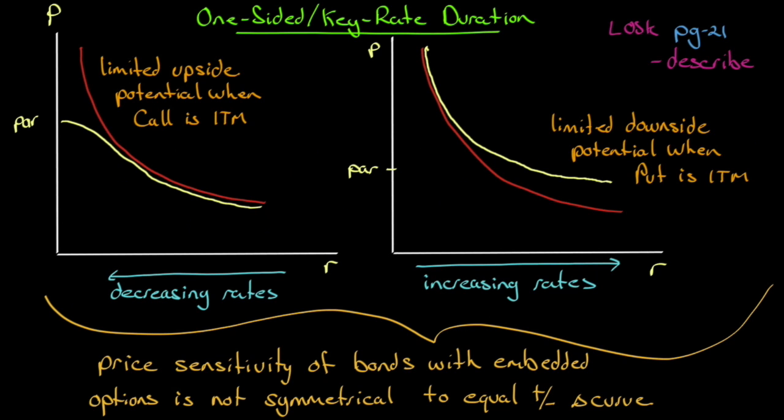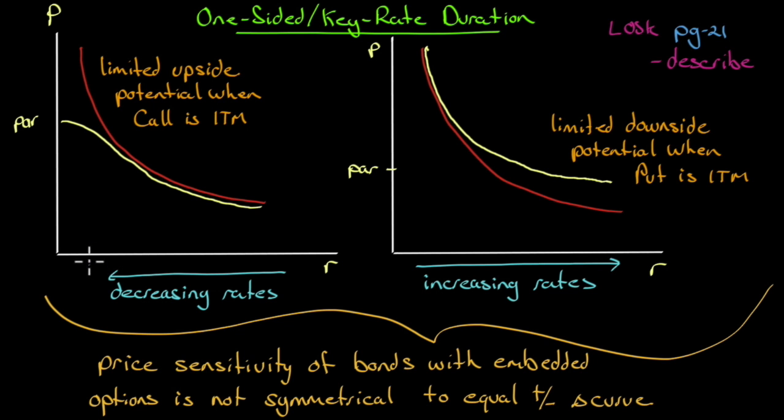Okay, let's look at one-sided and key rate duration. We've seen key rate duration at level 1. One-sided, that's a new term, not new to level 2, but new as you're coming into level 2. And the best way to explain one-sided duration and the information that it has is to have a look at a straight bond versus a callable and puttable bond in graphical form.